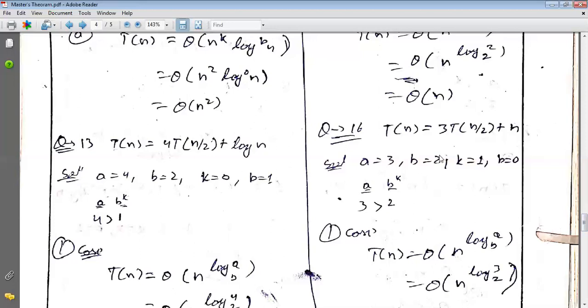So a is 3, b is 2, and n to the power k, so k equals 1, and we don't have the logarithmic value, therefore p equals 0. Next, check the comparison between a and b to the power k. So a is 3, b to the power k is 2, therefore 3 is greater than 2. So it comes again under case number 1.